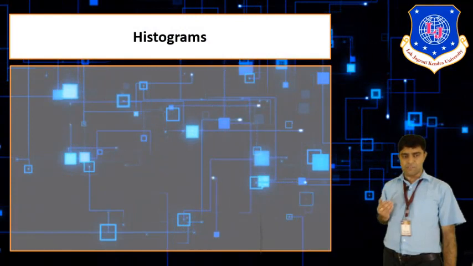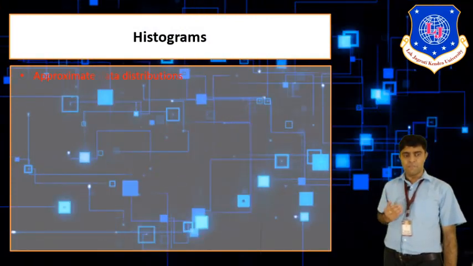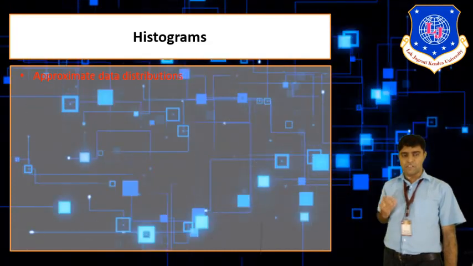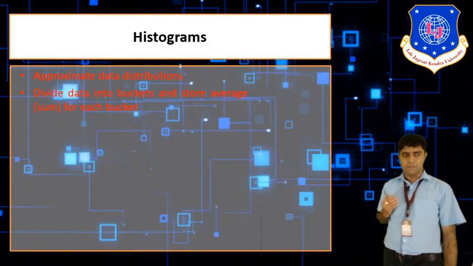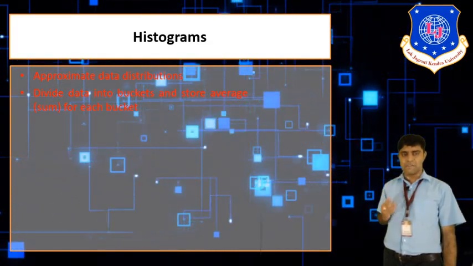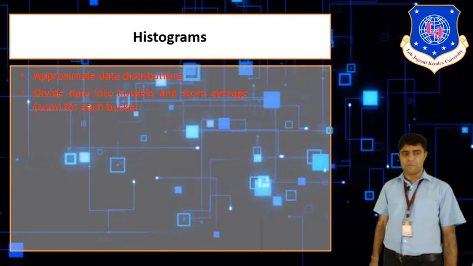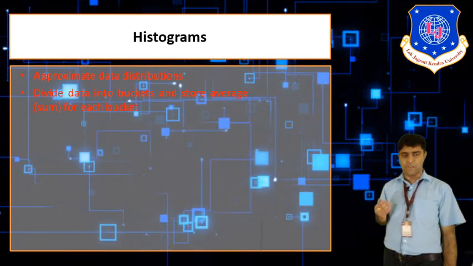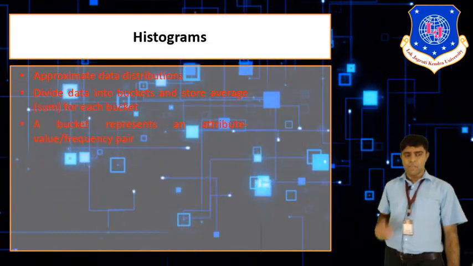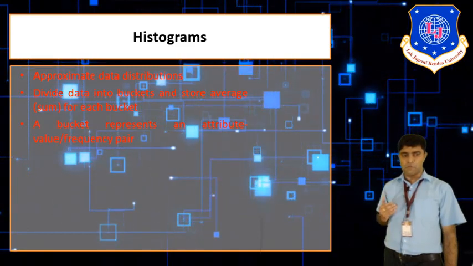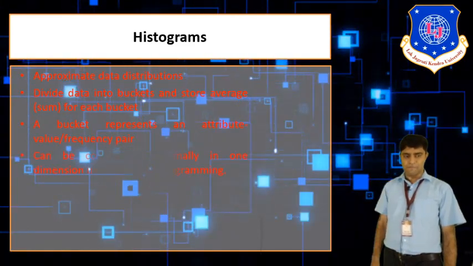Next is histogram. So what is a histogram? A histogram is an approximate data distribution. It is one type of data distribution method. Here the data will be divided into buckets and the average sum of each bucket is stored. A bucket represents an attribute. A bucket will represent one attribute value or frequency pair.